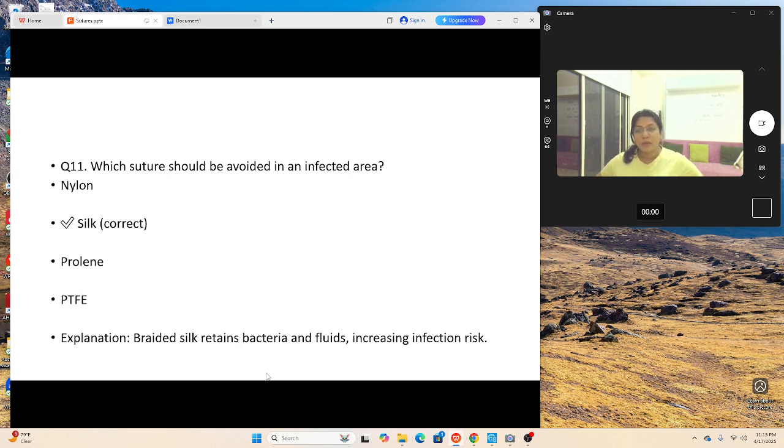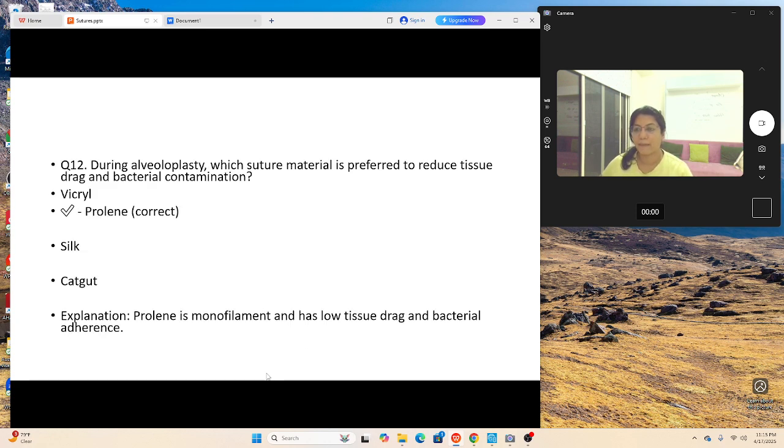Which suture should be avoided in infect? Yeah, I already did this. I think I copy pasted it again.